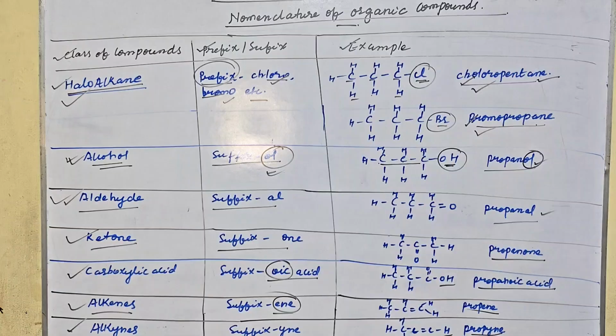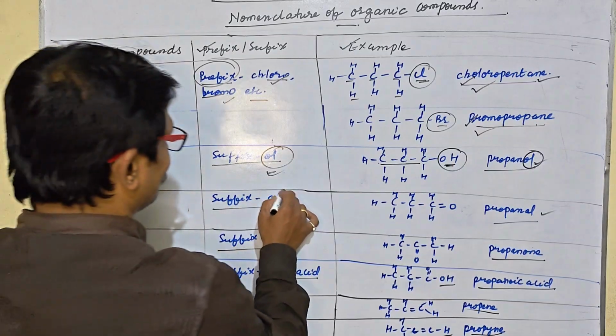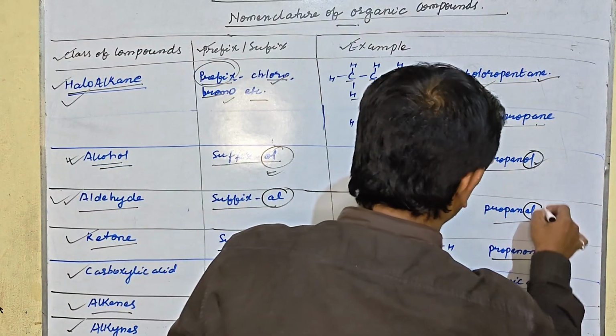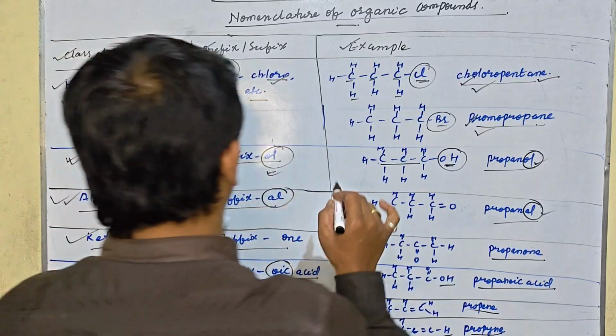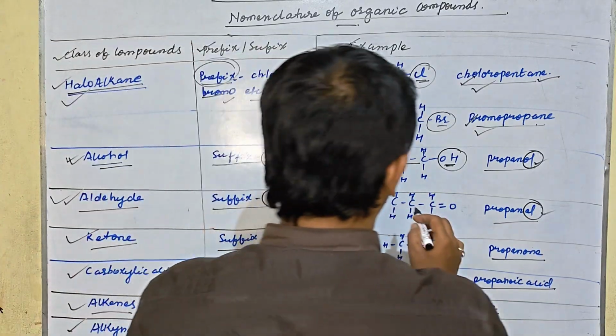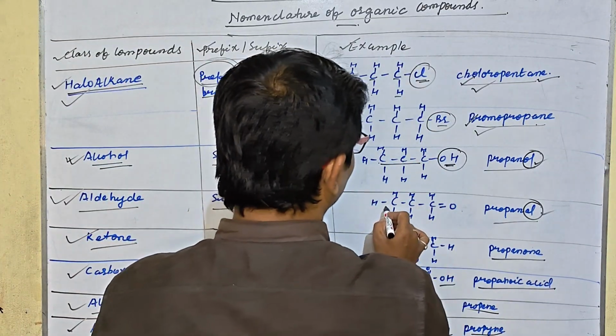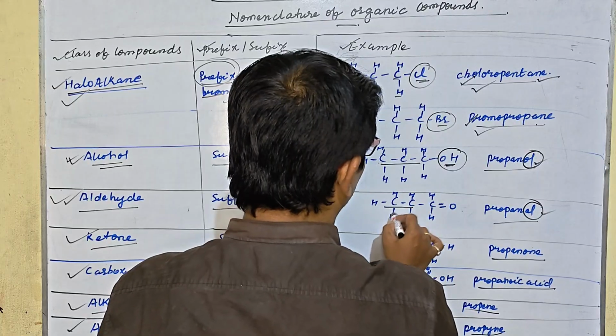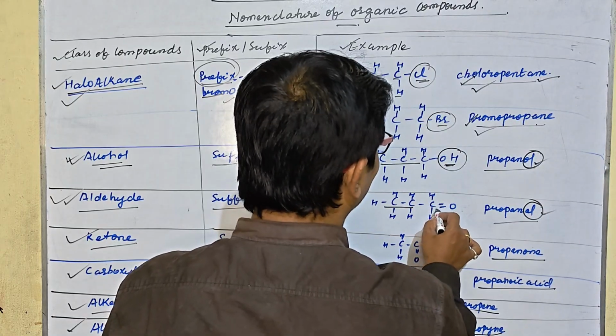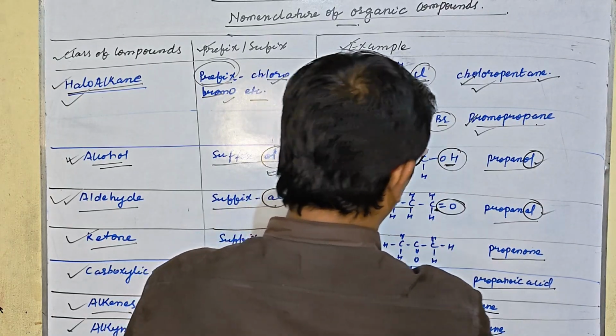Next one is the aldehyde. The suffix is al, just as in propanal. These things you always remember, and the functional group is C double bond O. So there is a 2 carbon chain attached with hydrogens, and the third carbon attached with the double bond of O.